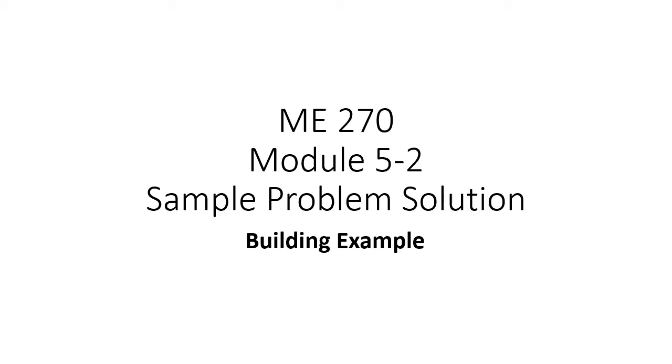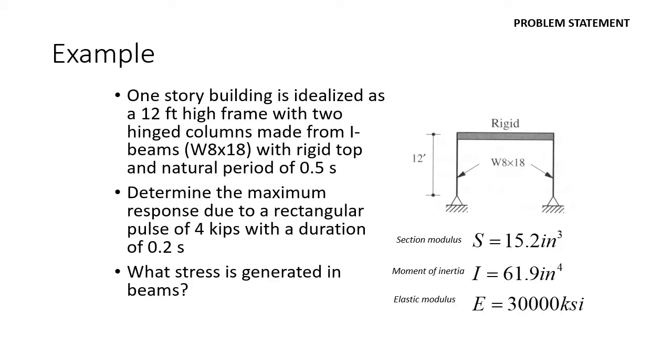So now let's continue on to Module 5.2 and go through a sample problem solution. The problem we're going to look at now is a building example problem. So we can see here in our problem statement, they tell us we have a one-story building. It's idealized as a 12-foot high frame with two hinged columns made from, they give us here, our I-beam of W8 by 18, so we can look that up and figure out dimensions and more information from that.